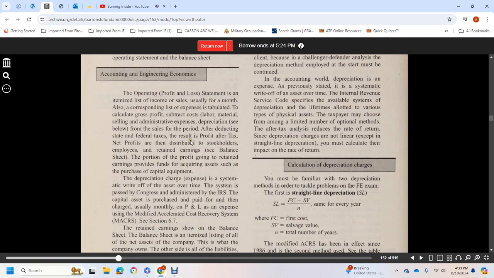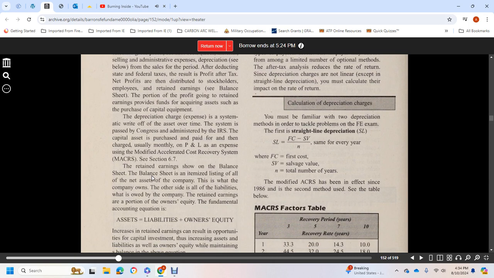The operating profit and loss statement is an itemized list of income or sales, usually monthly, with the corresponding list of expenses. Gross profit is calculated by subtracting the cost of labor, material, selling, and administrative expenses and depreciation from the sales of the period. After deducting state and federal tax, the result is the profit after tax, or net profit, which is distributed to stakeholders or employees or retained as earnings (see balance sheet). The portion of profit going to retained earnings provides funds for acquiring assets such as capital equipment. The depreciation charge is the systematic write-off of the asset over time, as administered by the IRS.